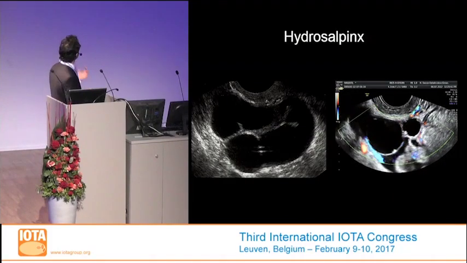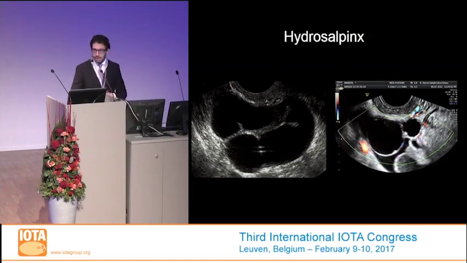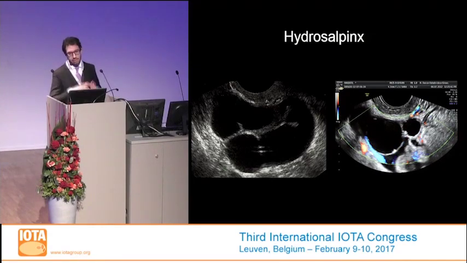Other cases, hydrosalpinxes. These are easy to identify and recognize as masses coming from the fallopian tube and not the ovary: fluid filled, incomplete septations, beads on a string, and so on.